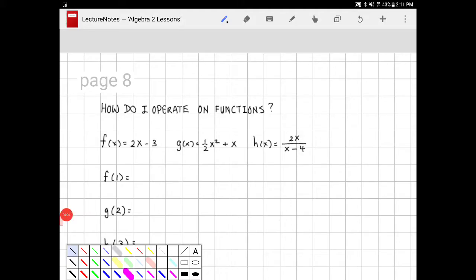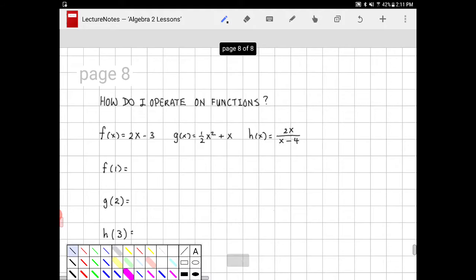Hello students, in this video I will be going through some examples with you on how to operate on functions. When I say operate on, I mean to evaluate functions as well as perform the 4 basic operations for them. Alright, so let's take a look. What's presented to you right now is 3 different functions. We have f of x, g of x, and h of x.